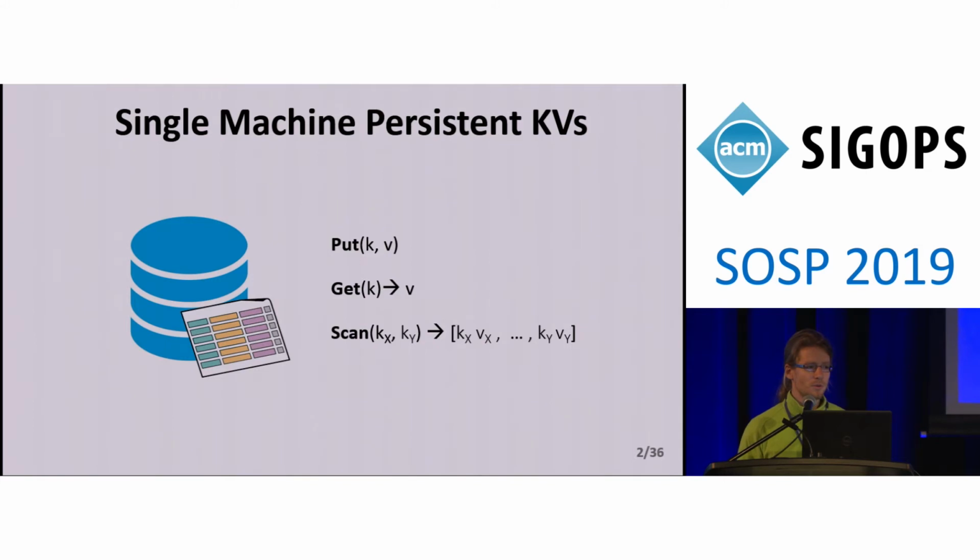In this talk, I will focus on the three main operations performed by key value stores, which are to put a key and a value in the database, to get the value associated with the key, and to scan a range of keys, which returns all the keys within that range and their associated values. I will also focus on key value stores that persist data on disk so that they do not lose data in case of a crash, and where the dataset does not fully fit in memory.